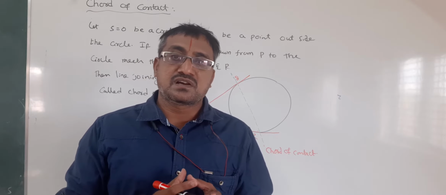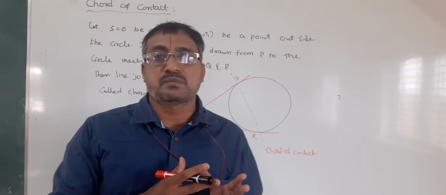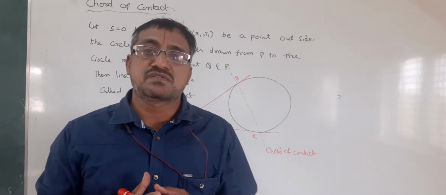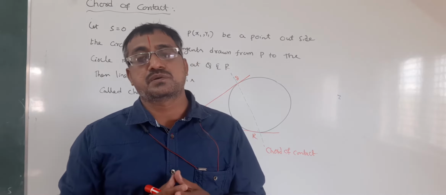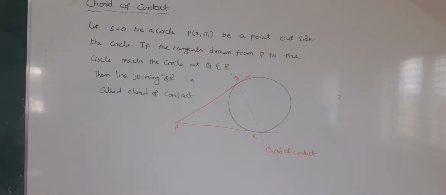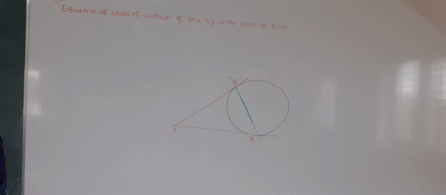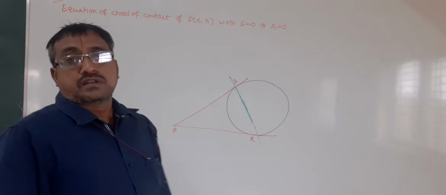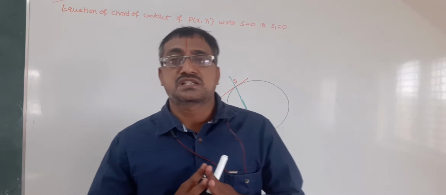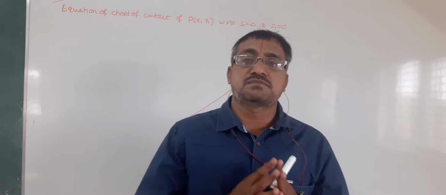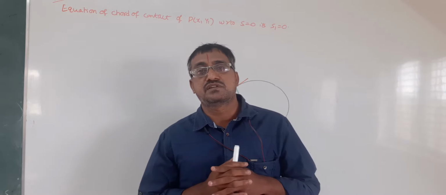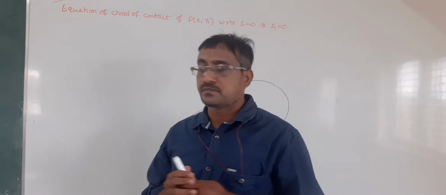Now the equation of chord of contact of P(x1, y1) with respect to the circle S = 0 is S1 = 0. We are going to prove this theorem.